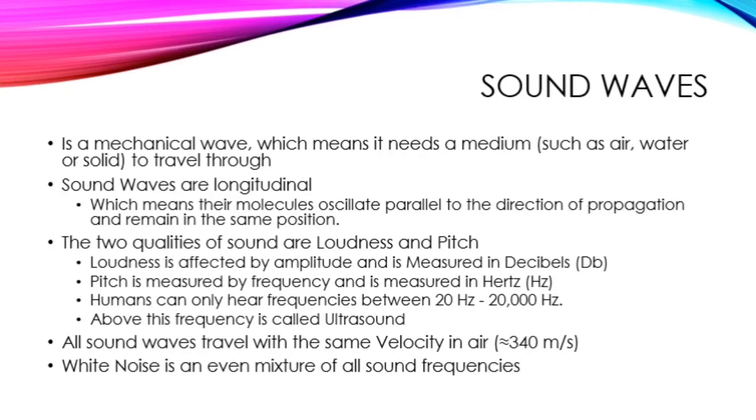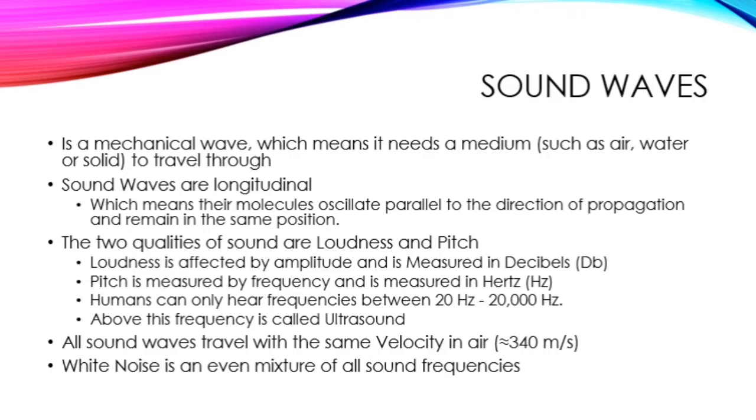Humans can only hear frequencies between 20 hertz and 20,000 hertz. Above this frequency is called ultrasound. So the same ultrasound that they use to see babies in the womb just means that they're using sound to get a picture, and that sound cannot be heard because it's over 20,000 hertz.